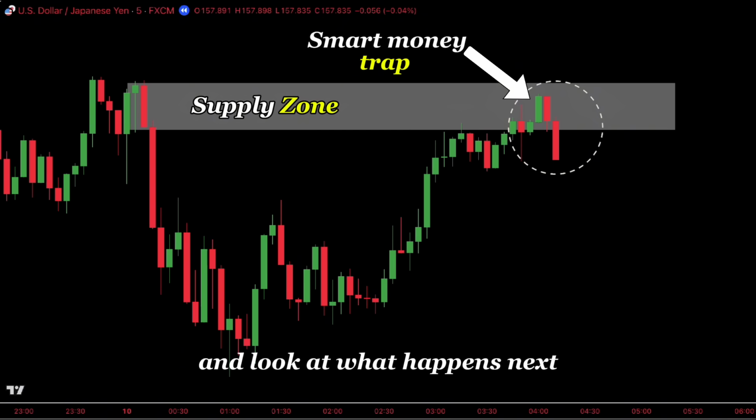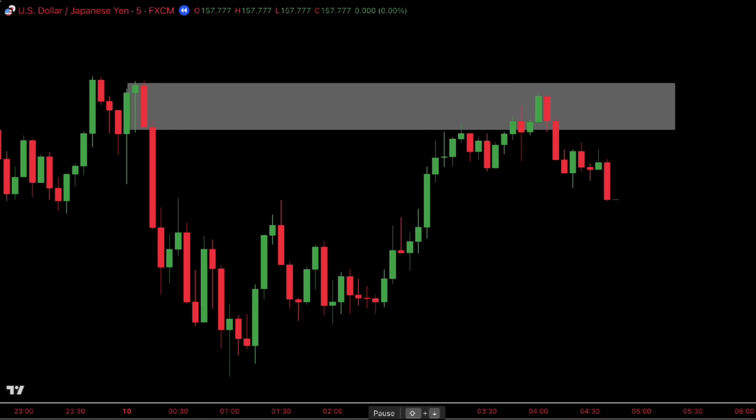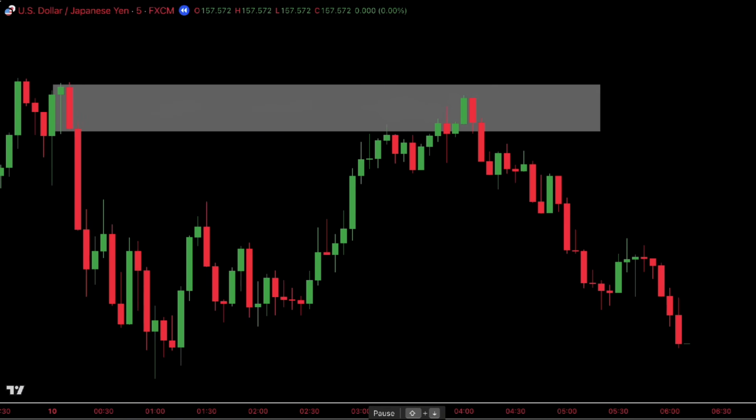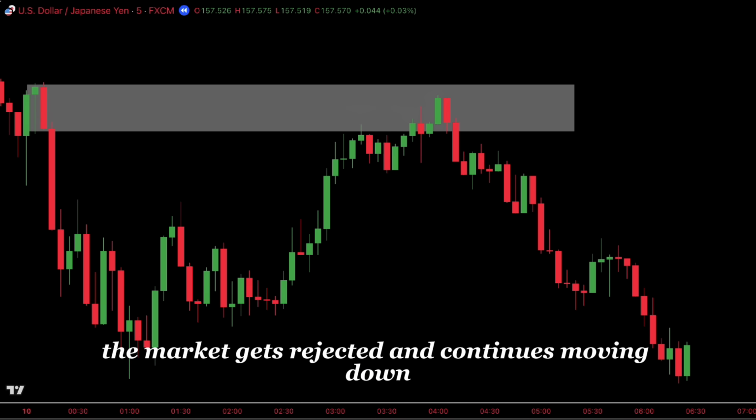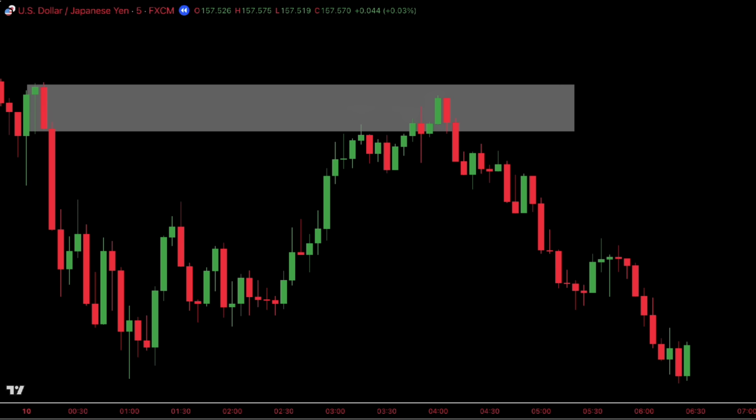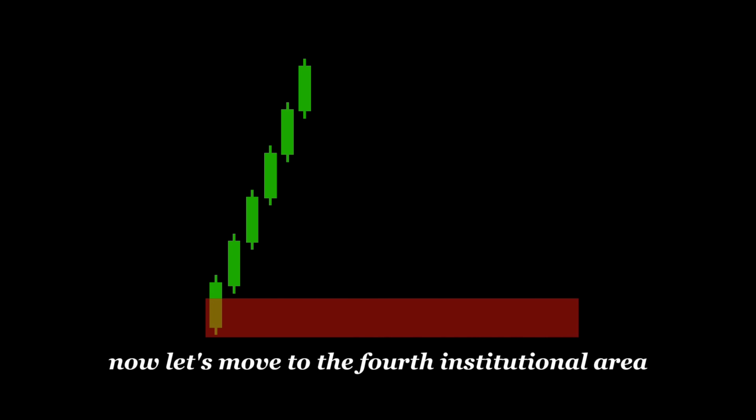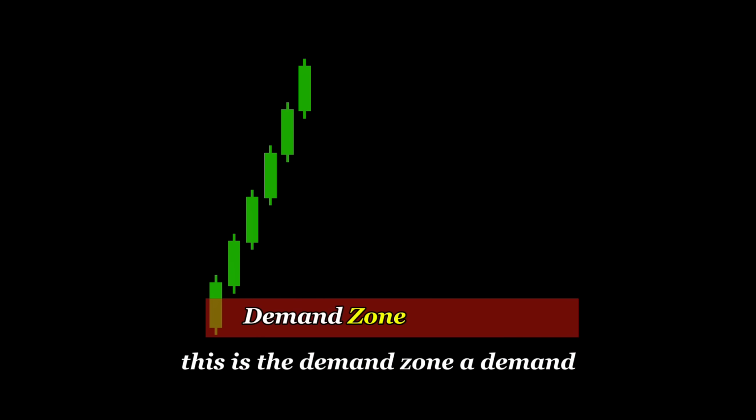And look at what happens next. The market gets rejected and continues moving down as expected. Now let's move to the fourth institutional area. This is the demand zone.